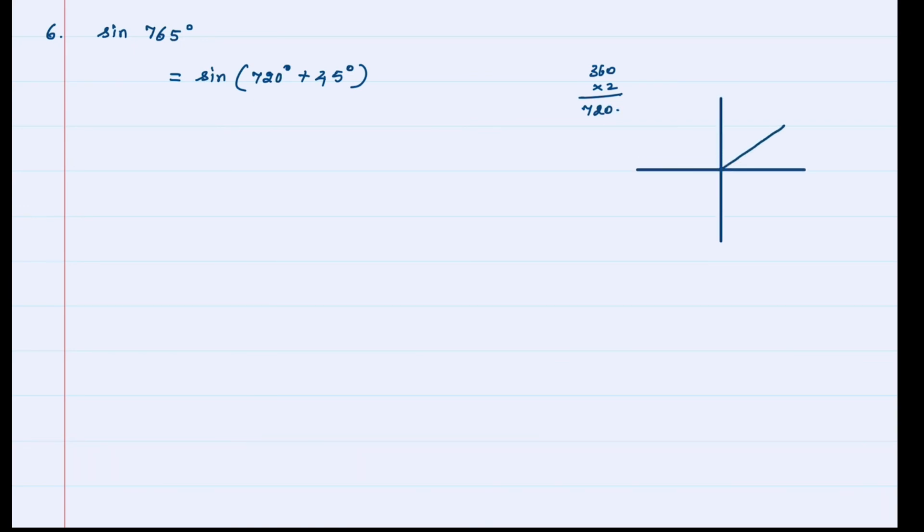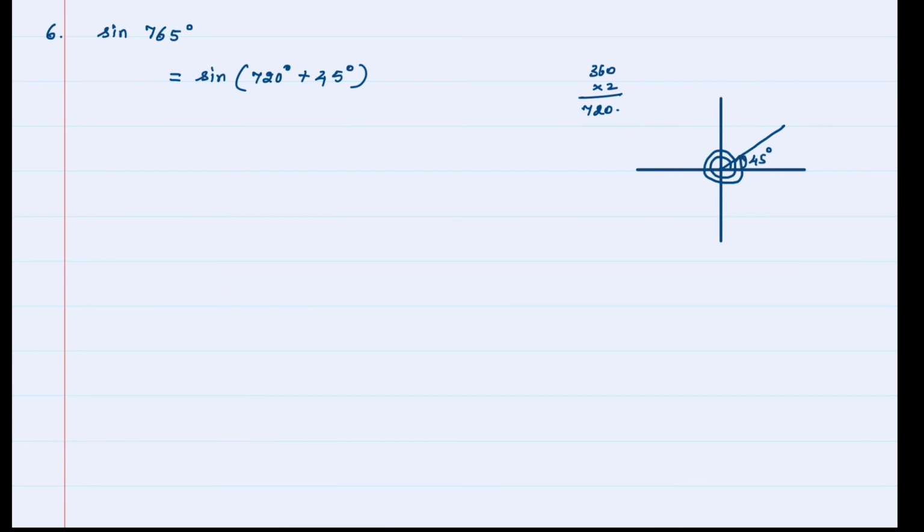Question 6. Find the values of the trigonometric functions in exercises 6 to 10. Sixth question, we have to find sine 765 degrees. Now, sine 765 degrees can be written as sine of 720 degrees plus 45 degrees. 720 makes 2 complete revolutions, 360 times 2. 765 degrees. One revolution is 360, second revolution is 720 and plus 45.